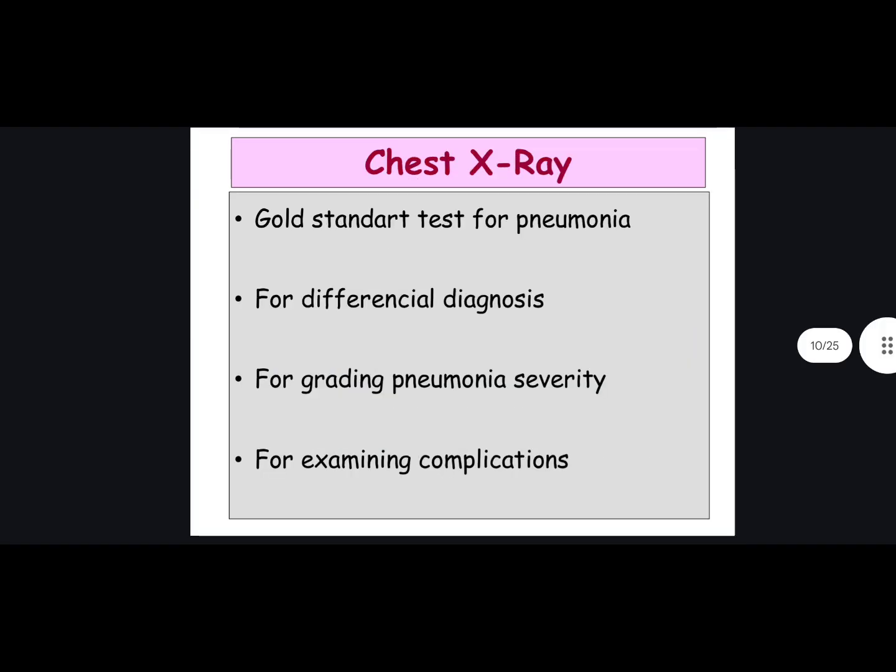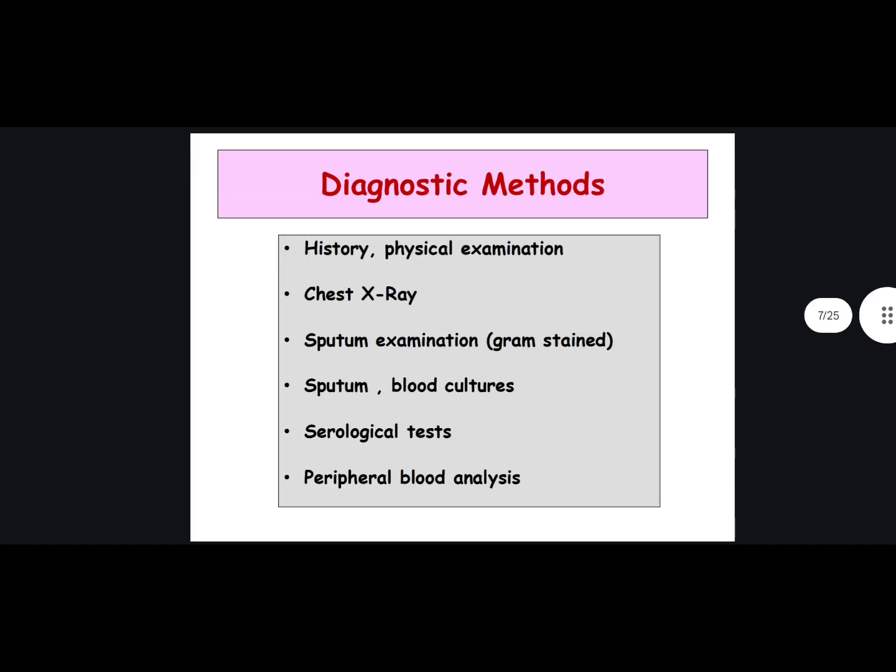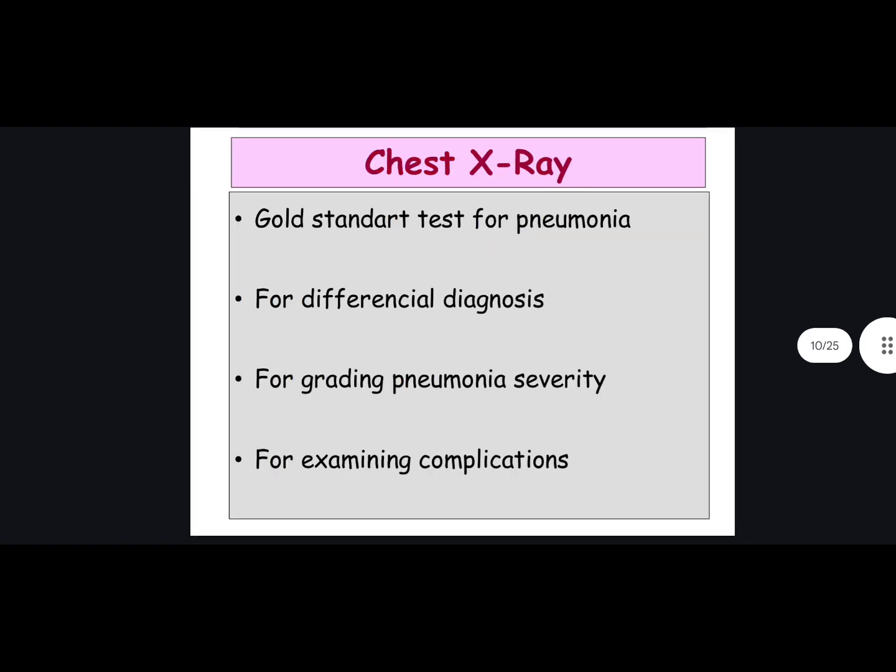But moving to diagnosis, the sources are really clear. The chest X-ray is the key. Absolutely. Lab tests like sputum cultures, serology, blood counts, they're all important pieces of the puzzle. But the chest X-ray is called the gold standard test for pneumonia. Why gold standard? What makes it so vital?